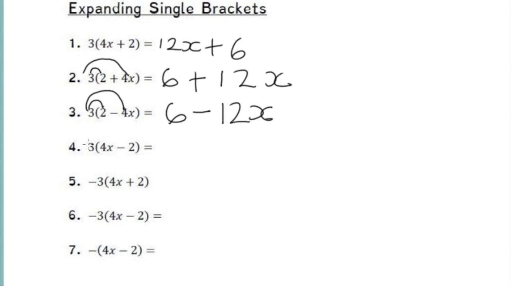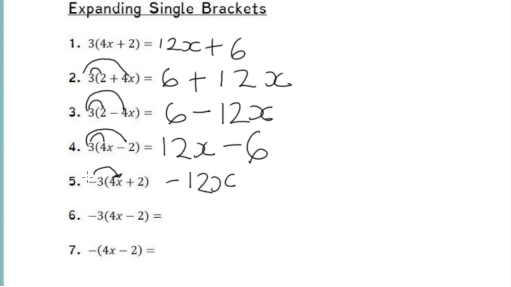Similar to this one again. So it says expand 3 in brackets 4x minus 2. And so we do 3 times 4x, which is 12x. Then we do 3 times minus 2. So notice it's a positive times a negative number, which will give us a negative 6. Negative 3 times positive 4x, which will give us minus 12x. Then we do a negative 3 times a positive 2, which will give us minus 6.